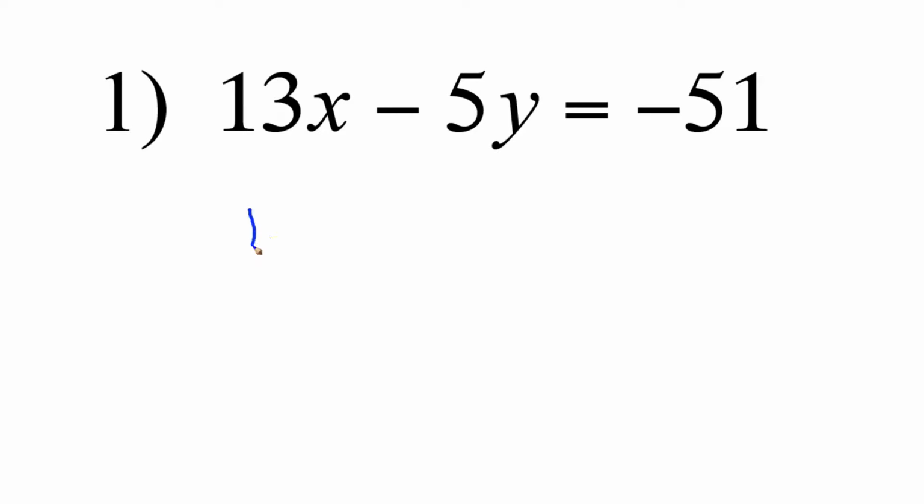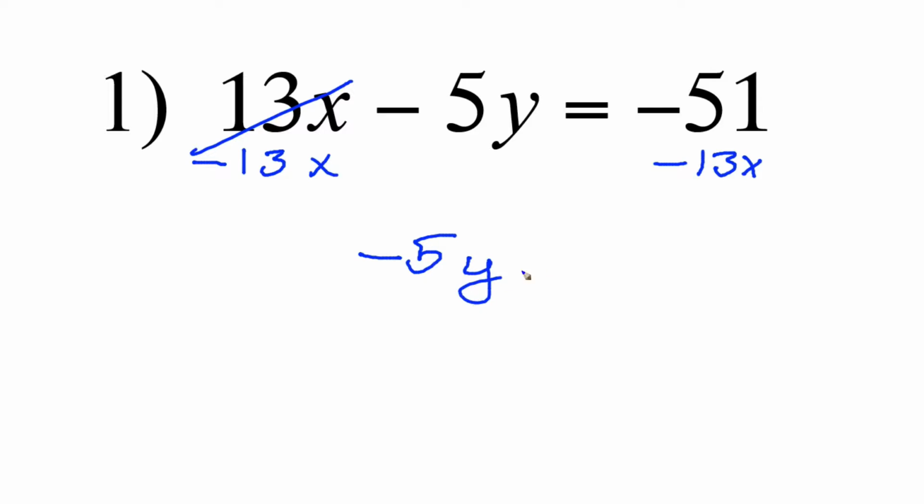And the first step is to do the opposite of whatever x is. Okay? Now, right now, x is 13x. What's the opposite of 13x? It's minus 13x or negative 13x. And make sure to do it on both sides. Now with that, this side cancels out, and we're left with negative 5y equals, and then we have these two numbers.